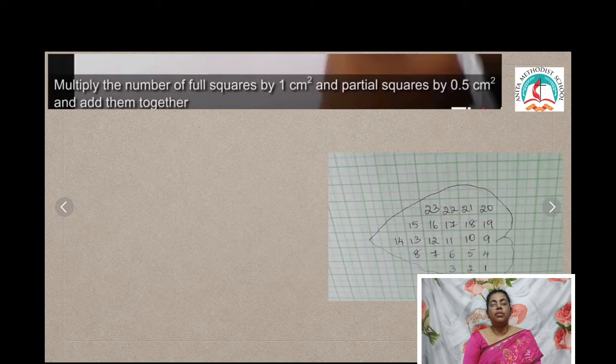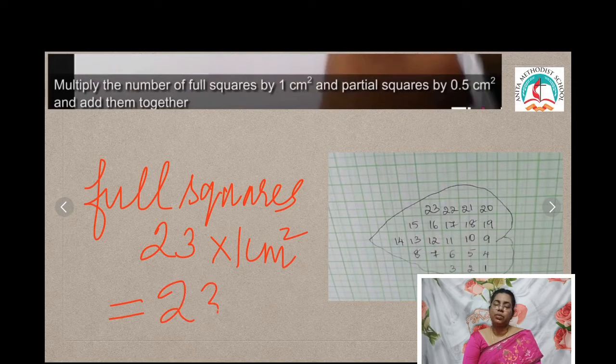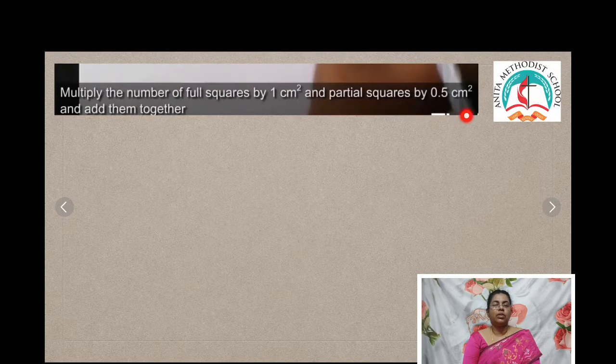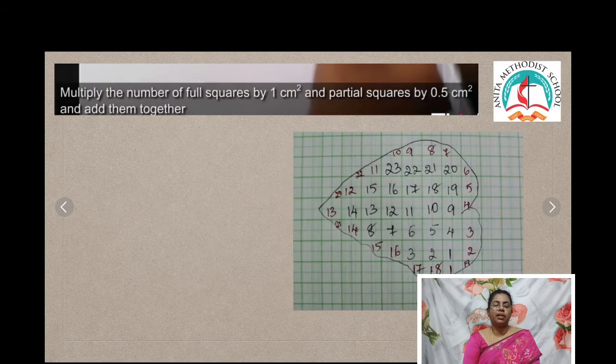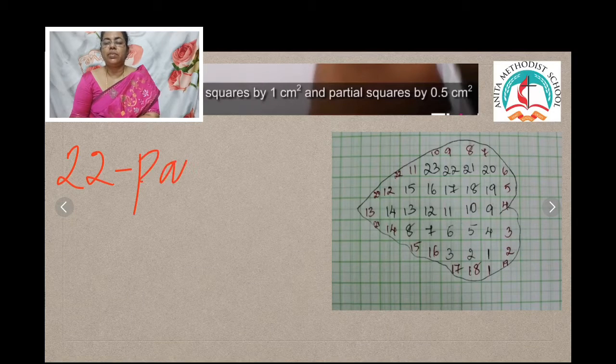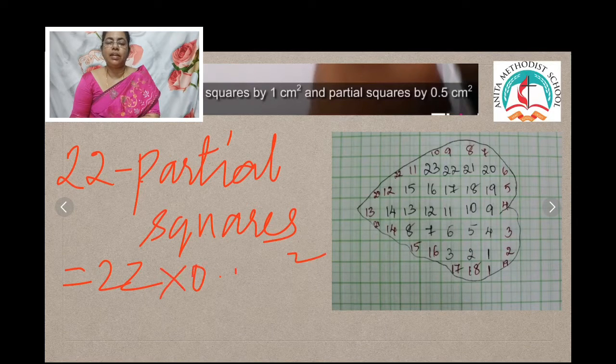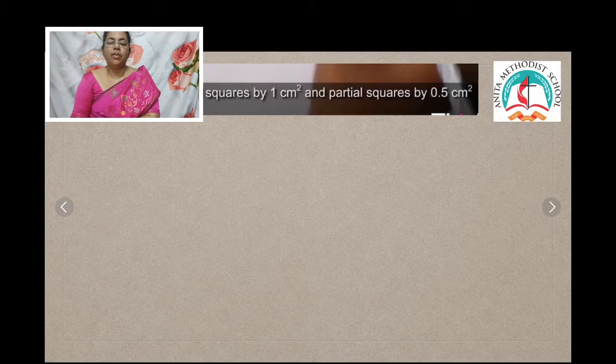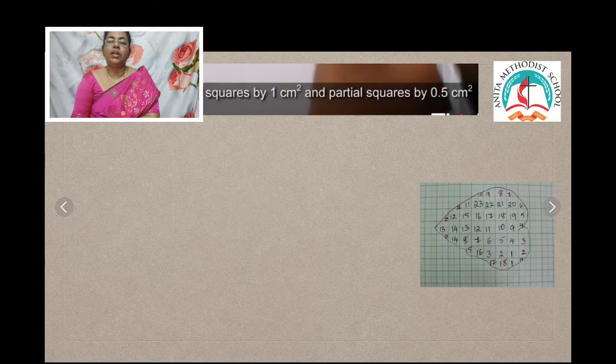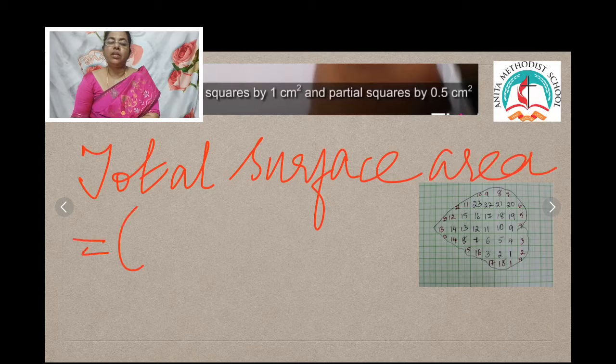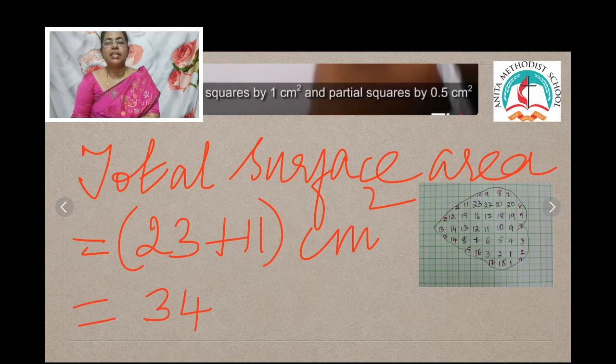I told you we got 23 full squares. So 23 into 1 centimeter square is 23 centimeter square. Then how many partial squares did I get? 22 partial squares. So I'm going to multiply it by 0.5 because half of 1 centimeter square is 0.5 centimeter square. So 22 into 0.5 is 11 centimeter square. Now we are going to add both to find the total surface area, which is 23 plus 11 centimeter square, which is 34 centimeter square.